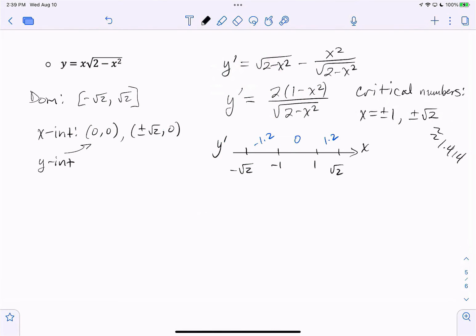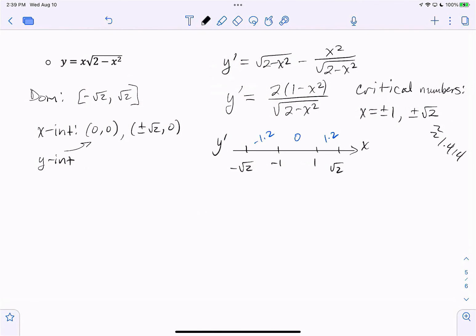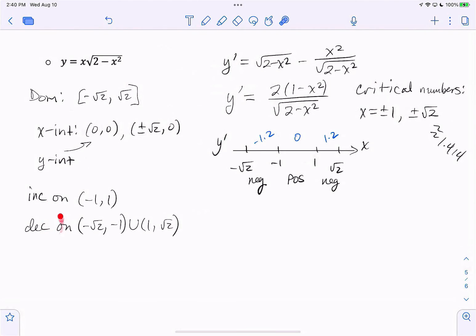And using those numbers, we're going to find that the derivative is negative between negative square root of 2 and negative 1, positive between negative 1 and 1, and negative between 1 and square root of 2. And so we can mark those over here in our list of stuff that we're gathering. We could say something about local min and local max, but I'd rather go to the second derivative now.